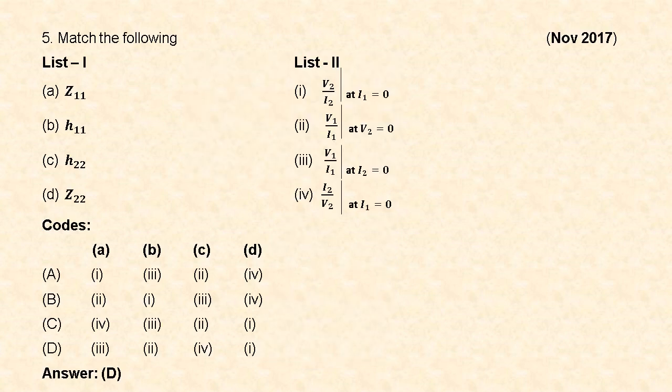Next question. This question was asked in November 2017. Match the following type. First, Z11 is nothing but V1 by I1 at I2 is equal to 0. That is, third one is valid. H11 is nothing but V1 by I1 at V2 is equal to 0. And H22 is equal to I2 by V2 at I1 is equal to 0. And Z22 is equal to V2 by I2 at I1 is equal to 0. That is, first one is valid. So D is correct.